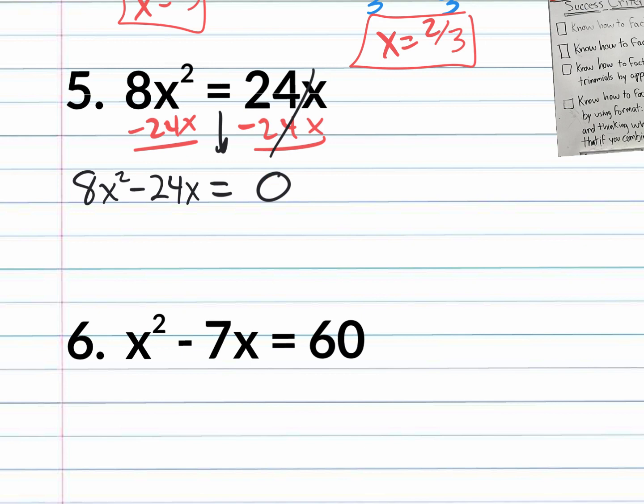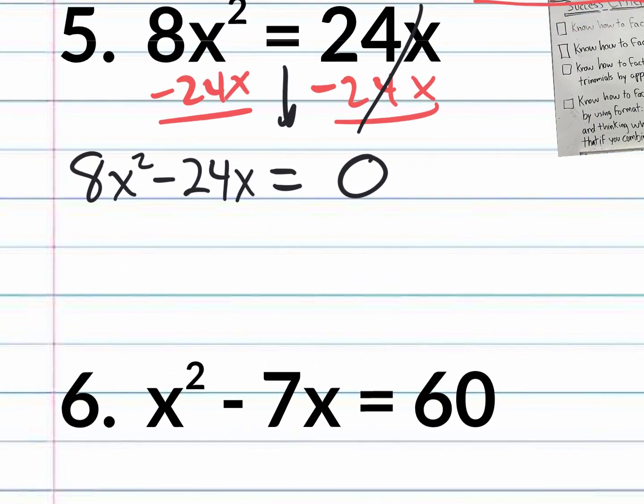And now what do I do? Well, why do I want it equal to 0? Because I want to have something times something equals 0. And I don't have something times something. I have something take away something. So how am I going to get multiplication from this binomial? Anybody? How am I going to get multiplication from this binomial? Factor out the GCF. That's right.